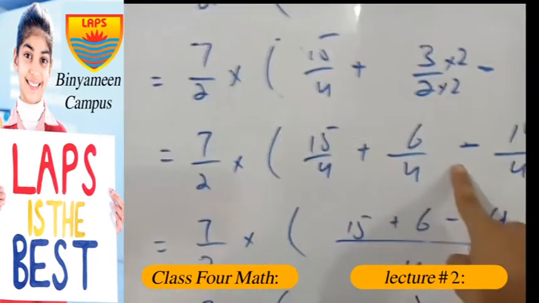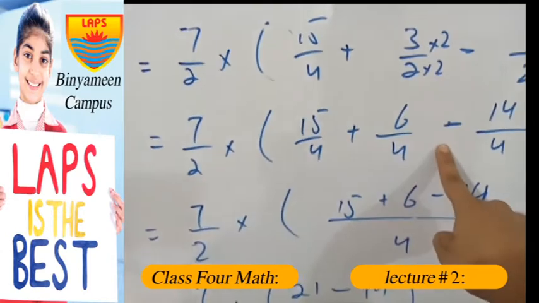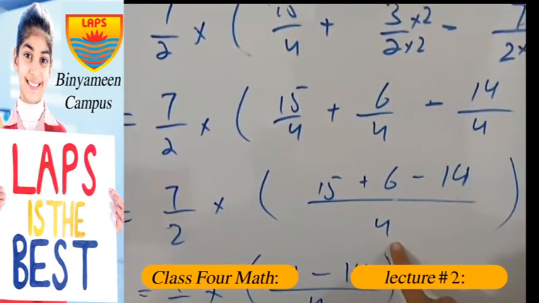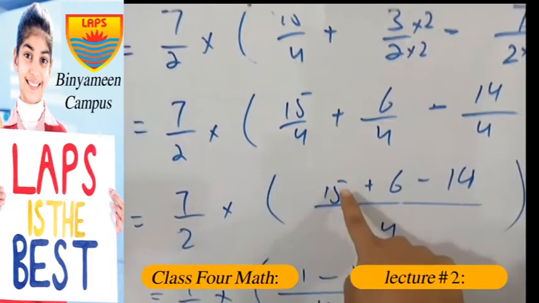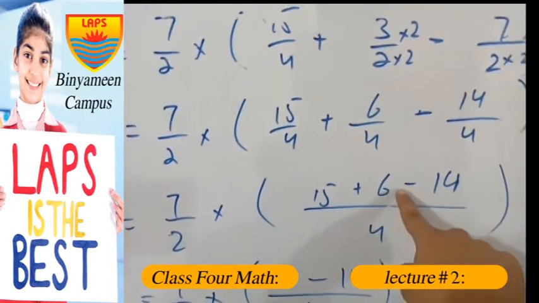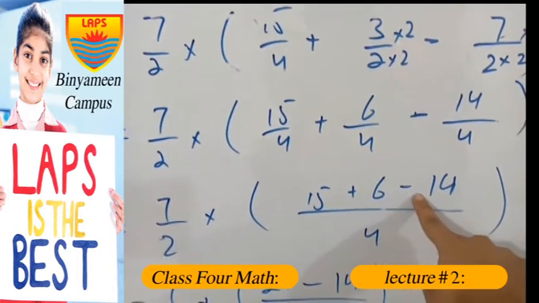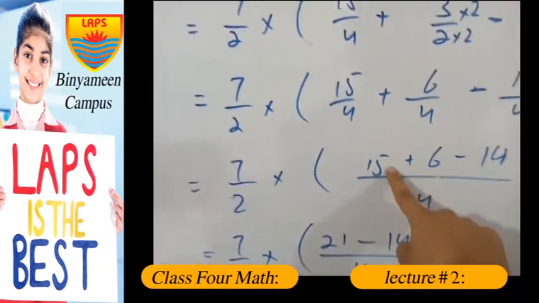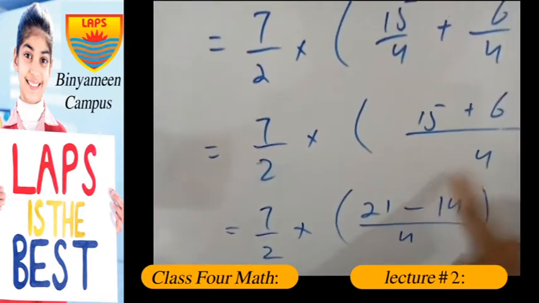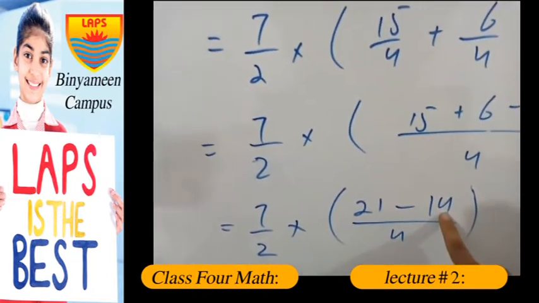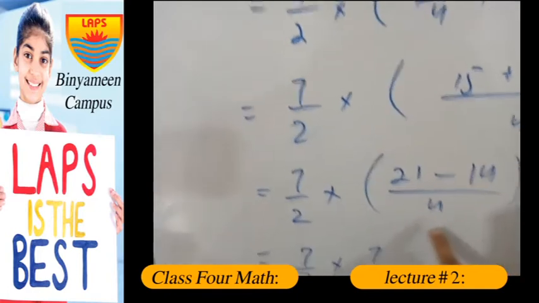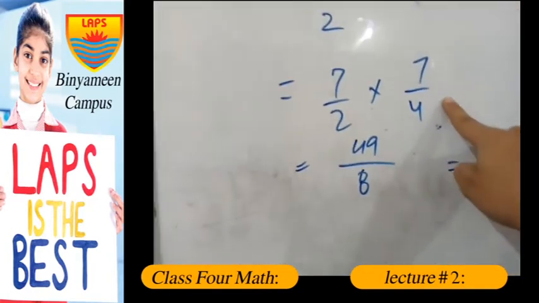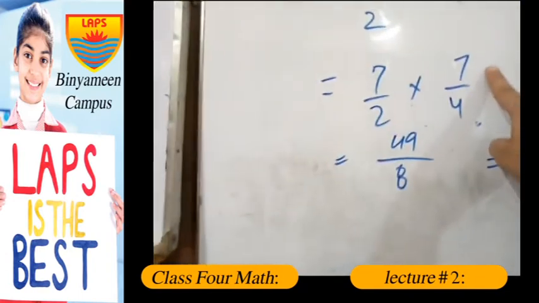So now we can perform our addition and subtraction operations here. 4 is a common denominator. We will be adding 15 and 6 and subtracting 14 from the value. 15 plus 6 makes 21, and if we subtract 14 from 21, it gives us 7 over 4. Now our bracket is solved.